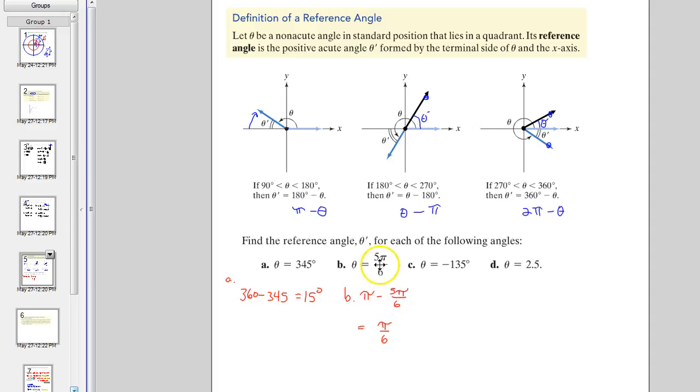So pi minus 5 pi over 6, that's 6 pi over 6, which is the same thing as pi. So 6 pi over 6 minus 5 pi over 6 is pi over 6.